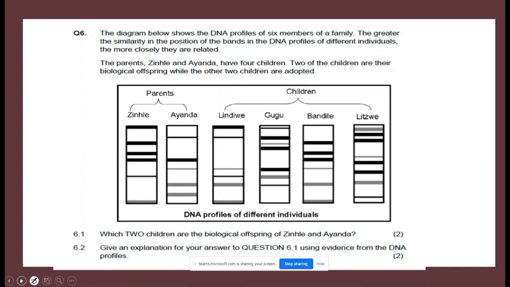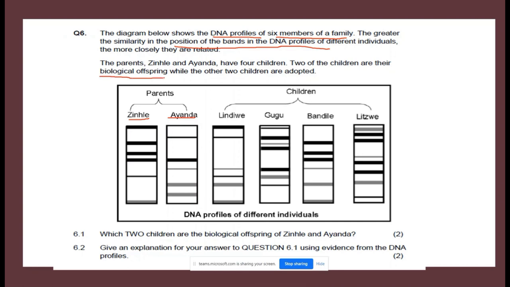That was a multiple choice question. The diagram shows the DNA profiles of 6 members of a family. They have similarity in the position of the bands, right? The parents. So here are the parents, Zinle and Ayanda. They have 4 children. Now, 2 of these children are their biological offspring.